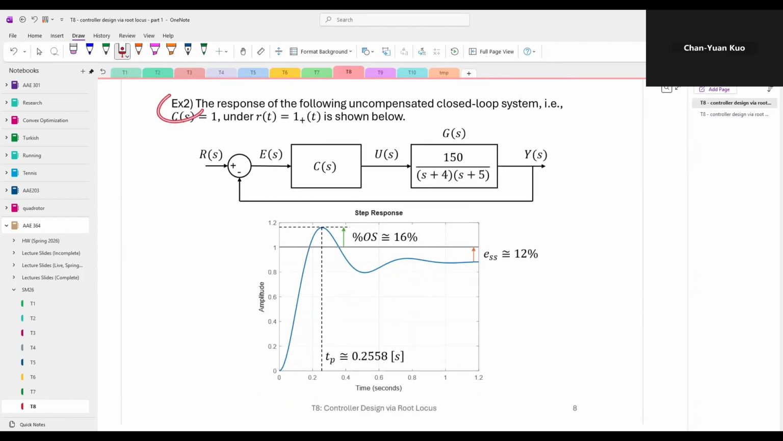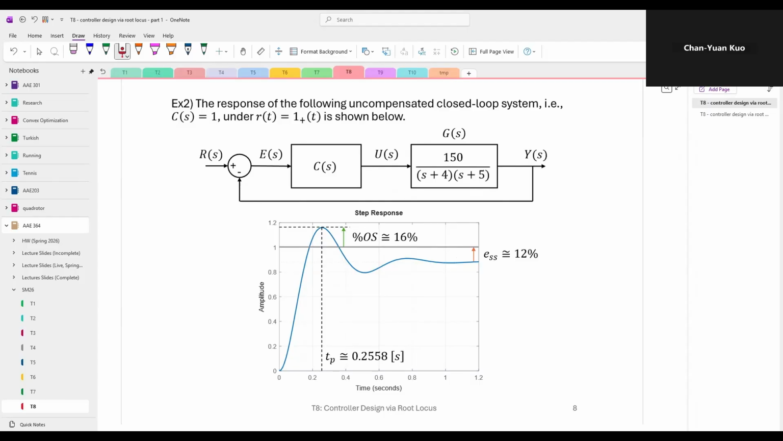In this exercise, we are given the unit step response of the uncompensated closed loop system shown here. By uncompensated, it means that no compensator has been added yet, so the controller is simply equal to 1. Also notice that the open loop transfer function in this case is of type 0 because it has no poles at the origin.